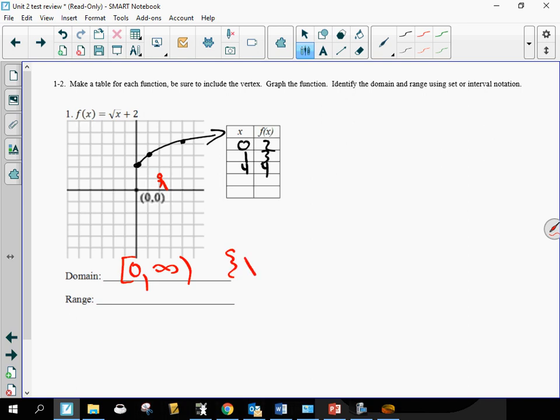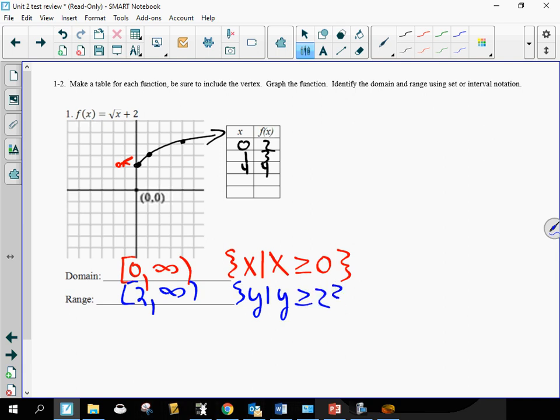Or if you want it in set builder notation, the domain is all values of x such that x is greater than or equal to 0. That's the domain. The range is, once again, we take Peter Parker, we flip him into Spider-Man, and he has to start walking at 2. So that's 2 to infinity, or all values of y such that y is greater than or equal to 2.